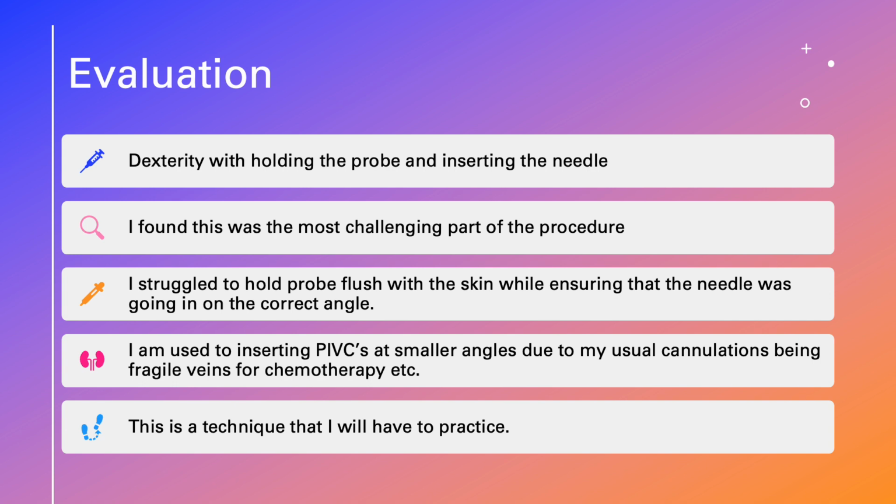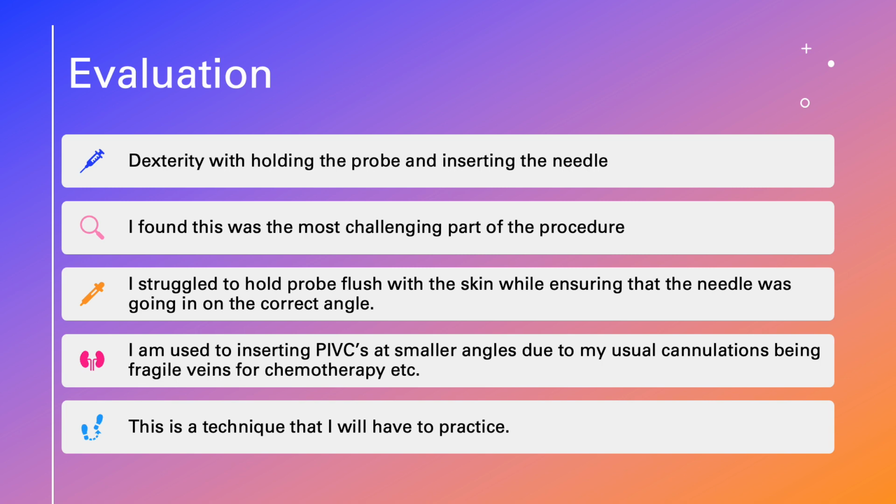In evaluating myself and my performance of this skill, I think the hardest thing, the thing I had most trouble with, was my dexterity, being able to hold the probe with my non-dominant hand and then insert the needle with my dominant hand. I just felt quite clunky and very awkward. I found that was the most challenging part of the procedure for me.